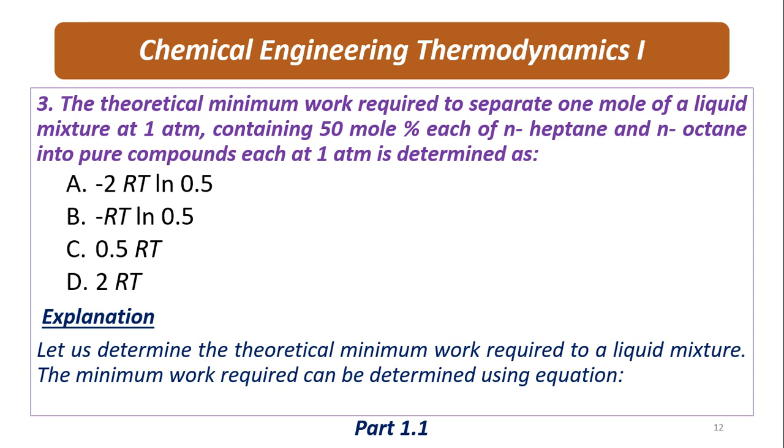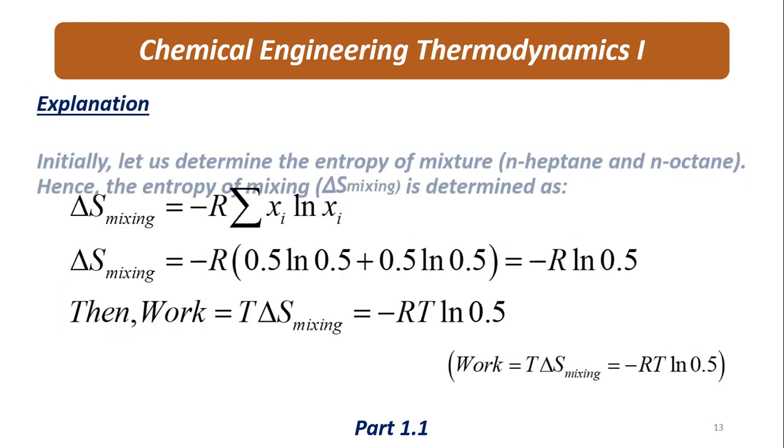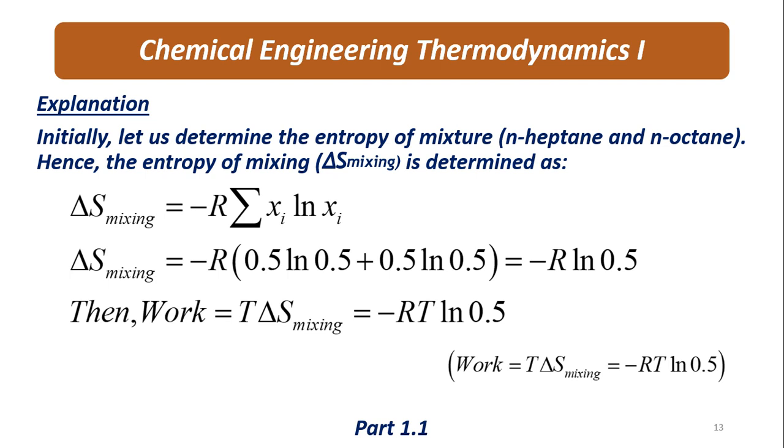The minimum work, or the minimum capacity of the work that is needed, is determined using this equation. Before proceeding into the work, let us find or calculate the entropy of a mixture. A mixture here means there is n-heptane 50% and n-octane 50%.